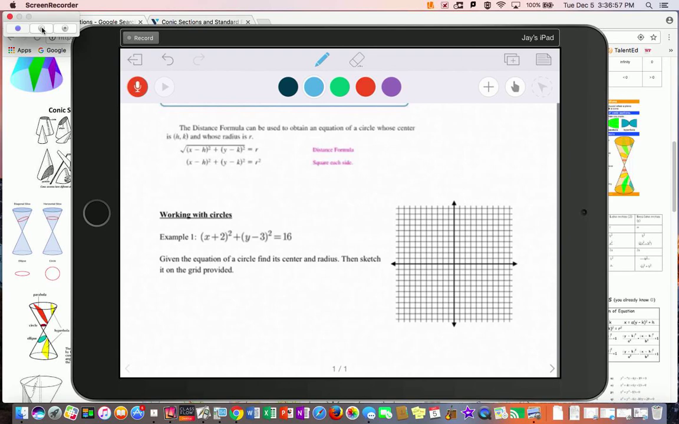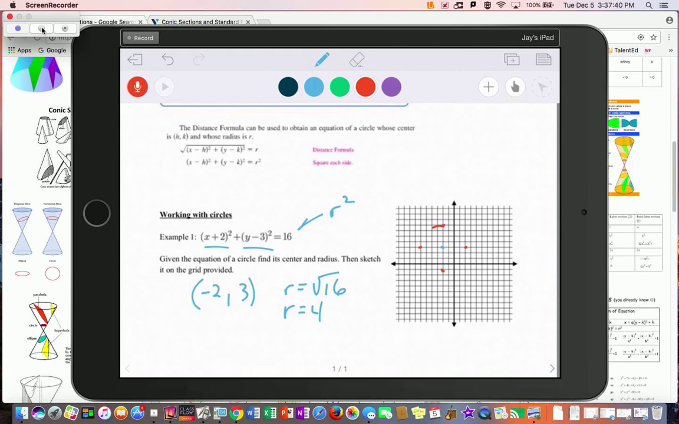If somebody gave me this standard form, we do the opposite of what's in parentheses. So my center will be -2, 3, and the radius ends up being the square root of 16 because this is r squared. So the radius is 4. I'm going to go 2 to the left, up 3, and put my center. And then I would go up 4 and put a dot, left 4, put a dot, right 4, and then down 4.